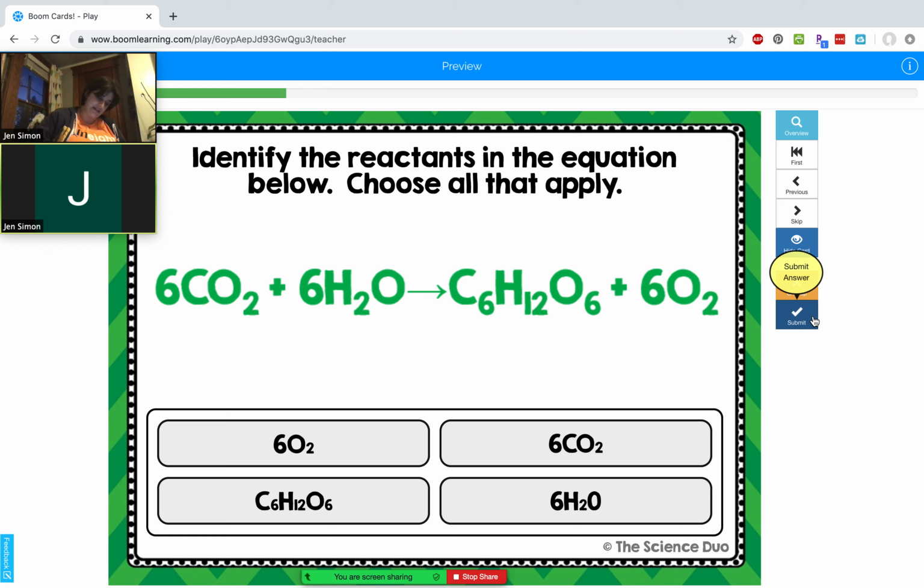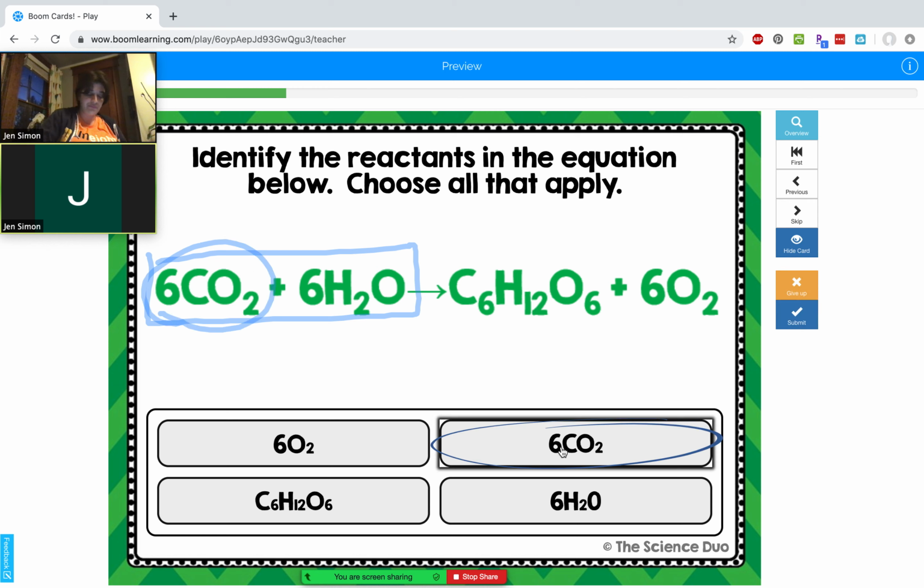Identify the reactants in the equation below. So our reactants, again, are on the left-hand side. So our reactants, we're going to have 6 CO2, and we also have 6 H2O.